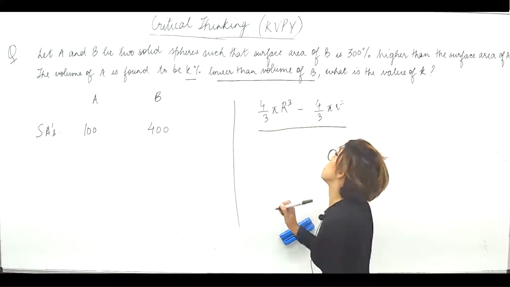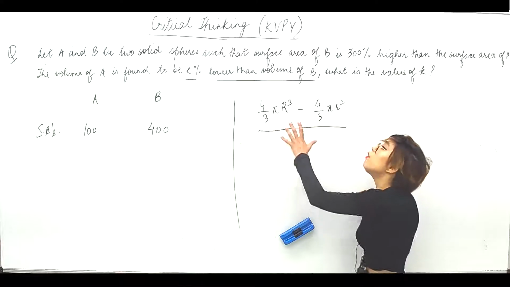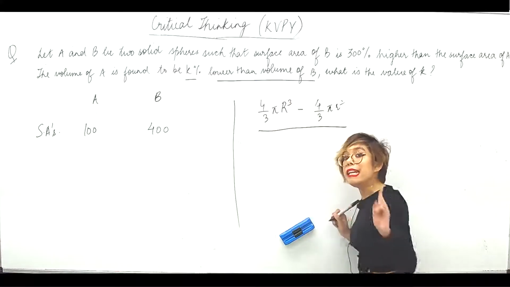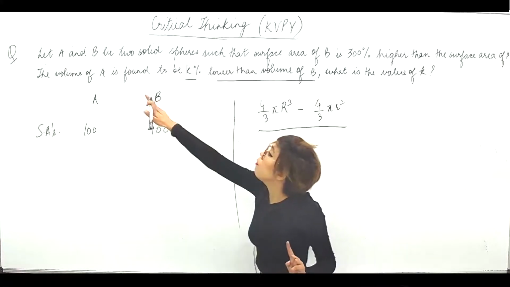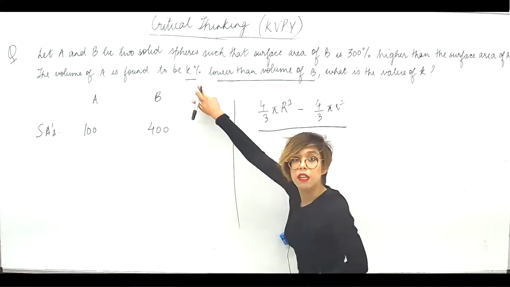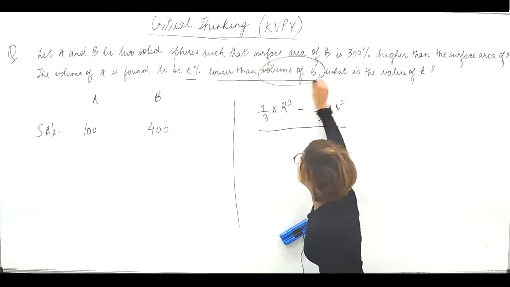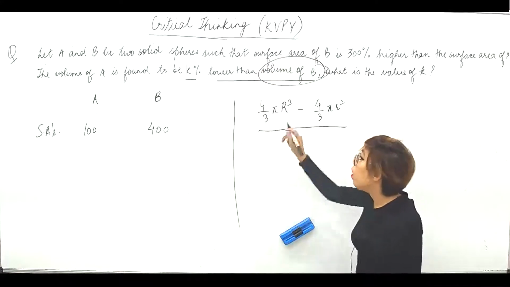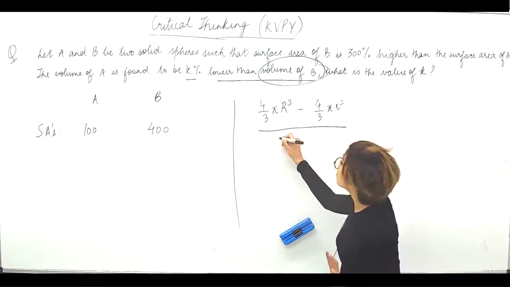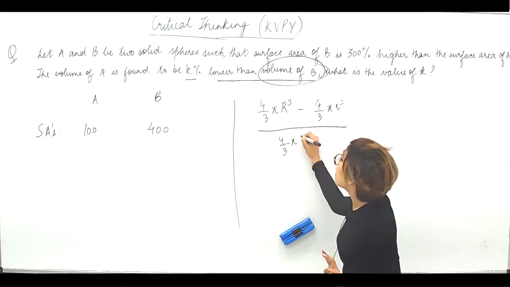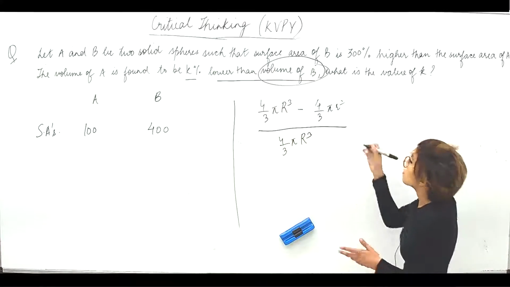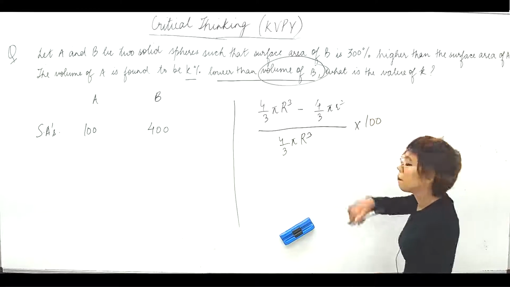Now, the question is, with respect to what? I have to find this decrease percentage with respect to what? It is clearly mentioned in the question that volume of A is found to be K% lower than the volume of B. So, that means with respect to the volume of B. So, now in the denominator you will have the volume of B, that is 4 by 3 pi R cube. K% obviously into 100.